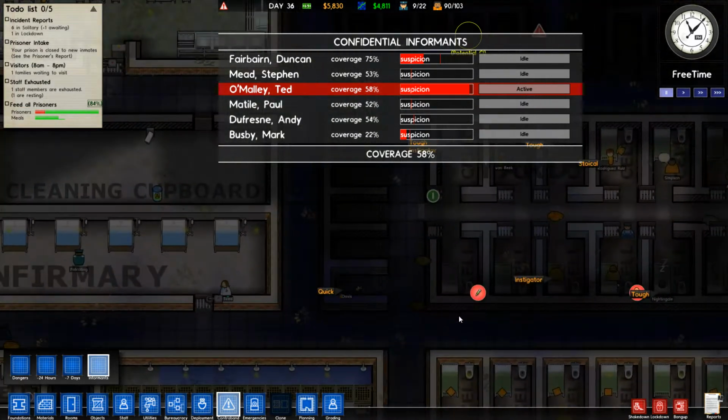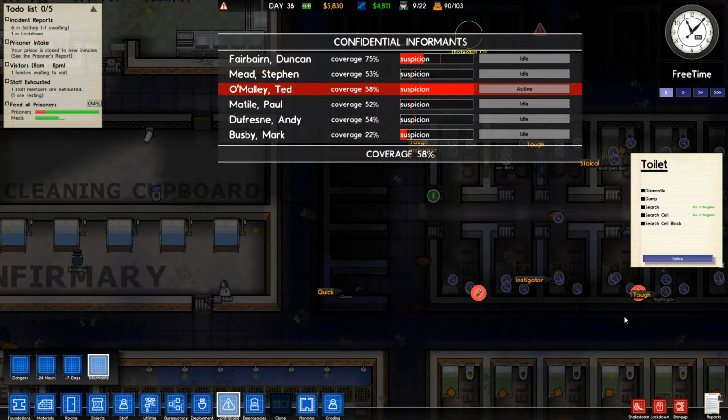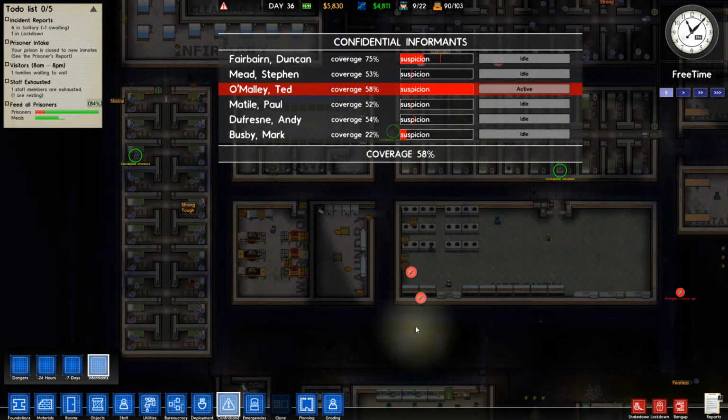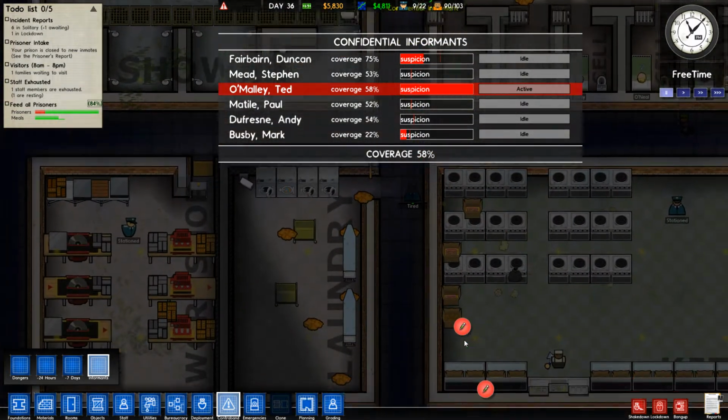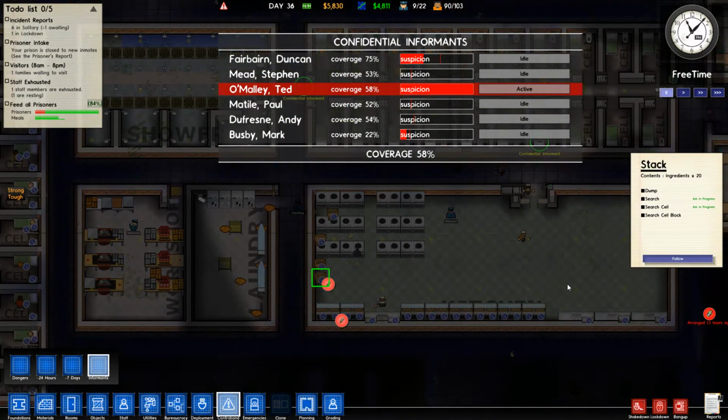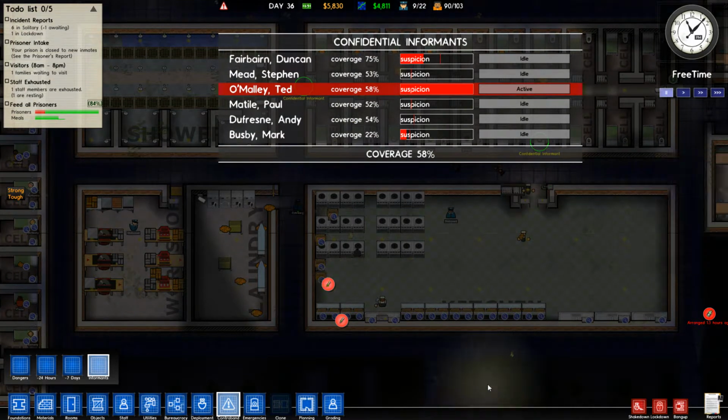Let's see, what else can you tell me? This guy has a needle, or something like it. And we know that there is something in here. I don't know why they consider this a cell block, but let's search the kitchen anyway.